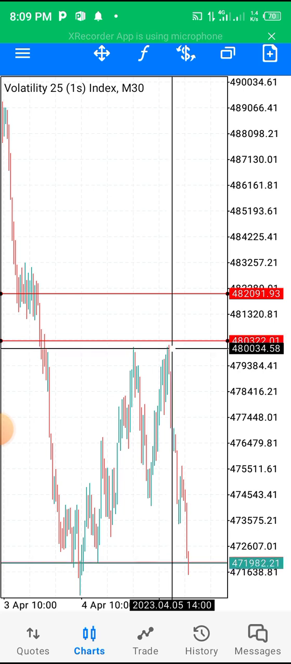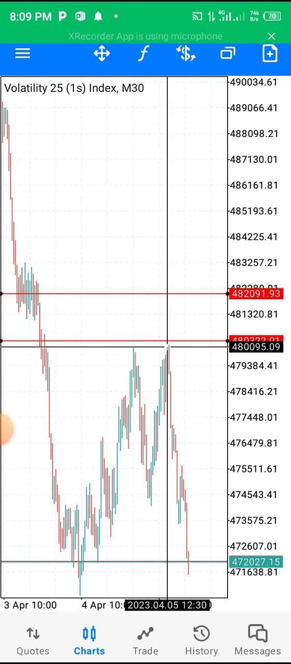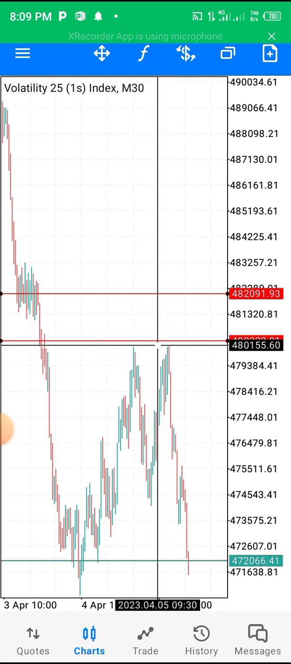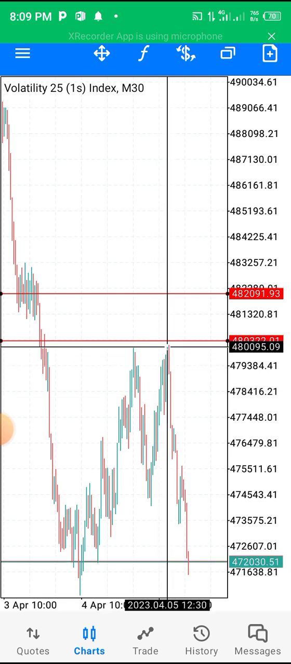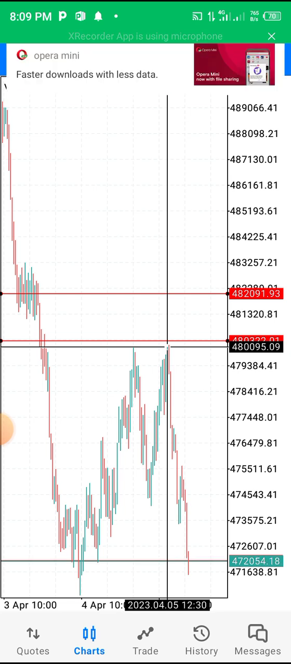You have to wait for a particular time. Maybe when the market got to this position here, it was 12:15. If it's 12:15, what you need to do is go to a 30 minutes time frame to see.